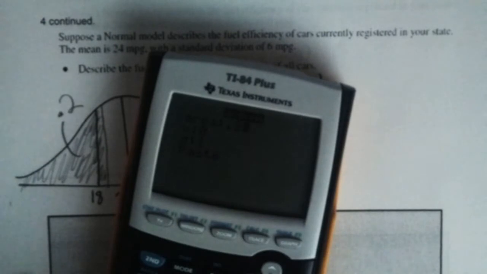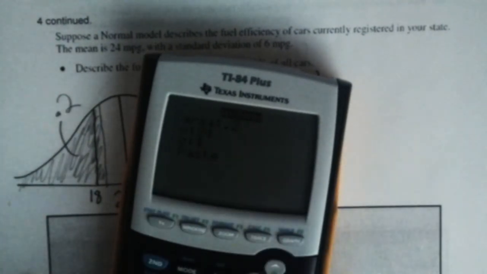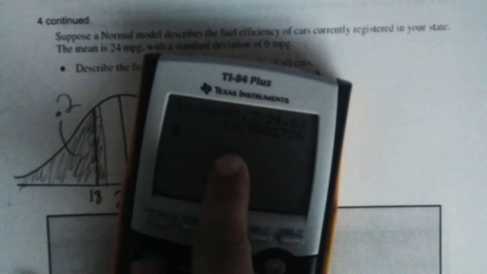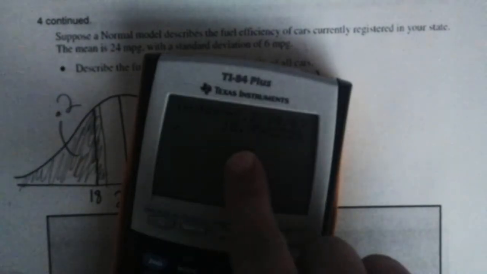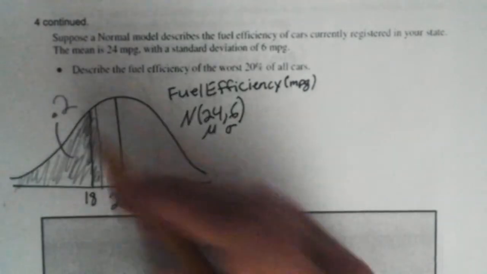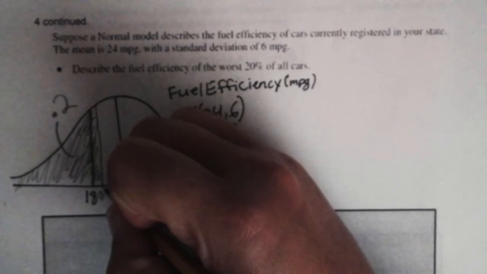The area under the curve is 0.2. Our mu was given to us as 24. Our standard deviation, or our sigma, is 6. And then we paste, and we hit enter. And what that tells us is that it is actually at 18.95. So that's how I knew to draw the line right here, is this is at 18.95.